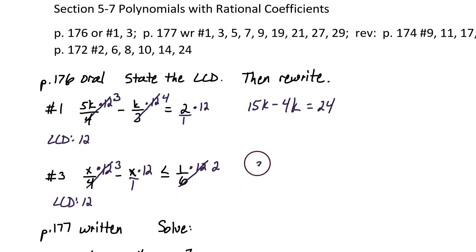X times 3 makes 3x. Then there's a minus sign. X times 12 makes 12x. Then there's a less than or equal to sign. And 1 times 2 makes 2. We have a new equation with no denominators at all, so it would be a lot easier to solve.